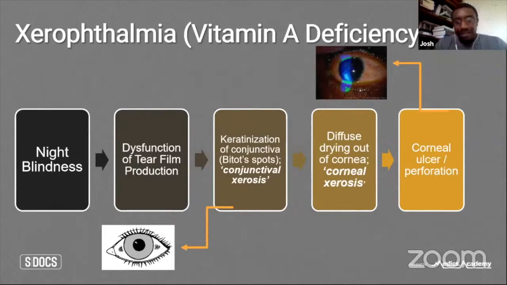And that's exactly the case here. At the end stage of xerophthalmia is a corneal ulcer perforation. And that is when the cornea is starting to get affected, and it's really going to affect your vision permanently.